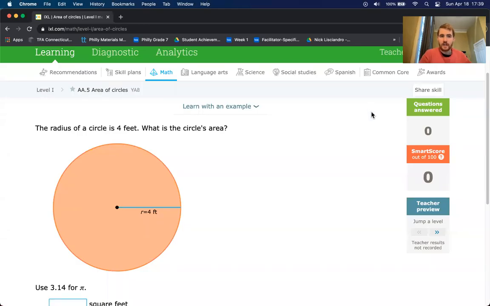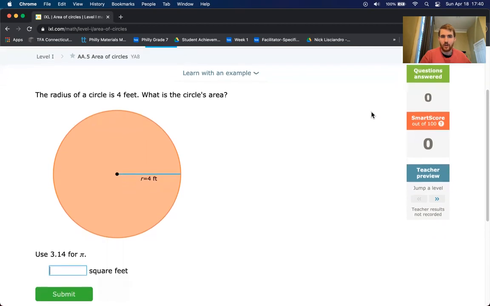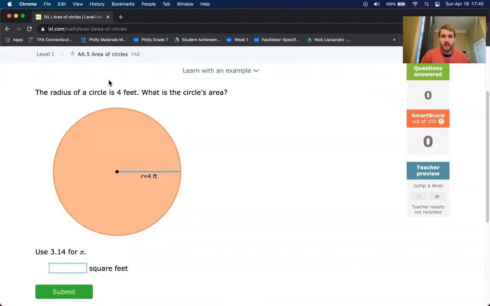Hello, everyone. In this video, we are going to be talking about how to find the area of a circle. This is going to be the next skill you're working on using IXL. And you can see here an example right at the start. This question asks, the radius of a circle is 4 feet. What is the circle's area?